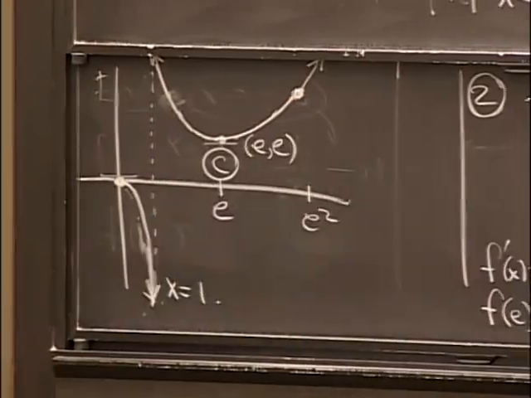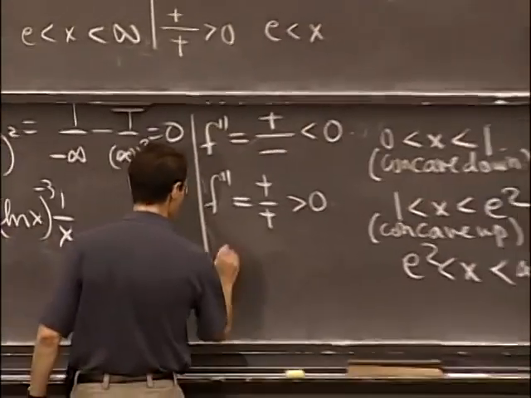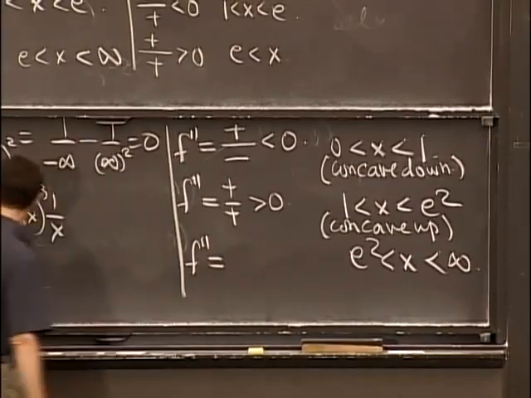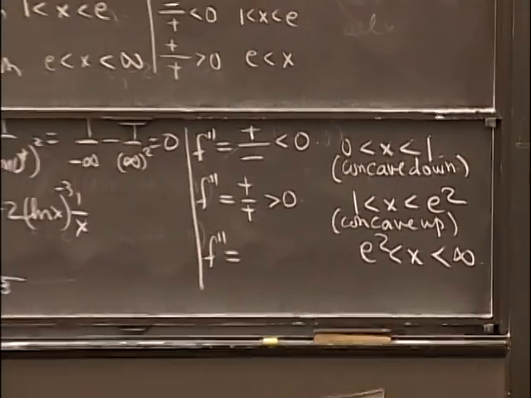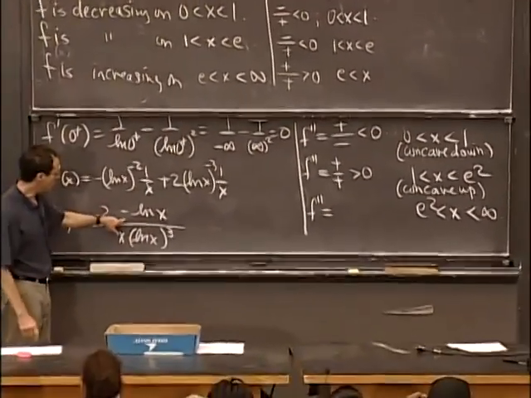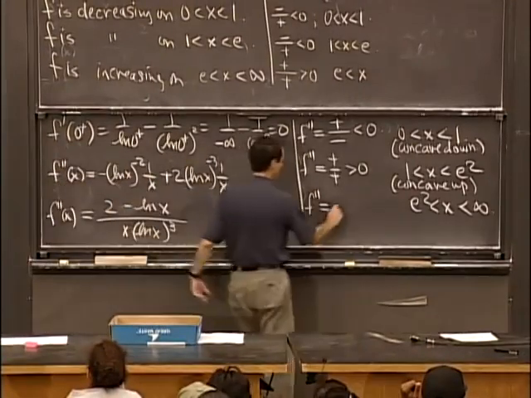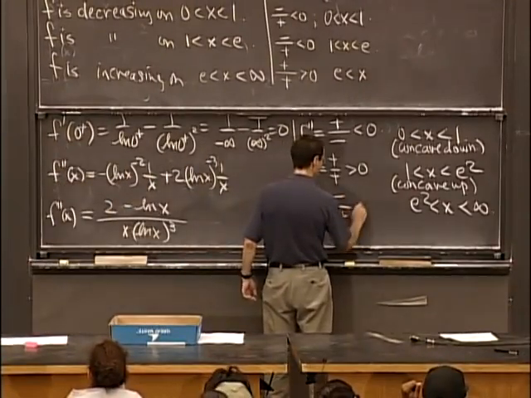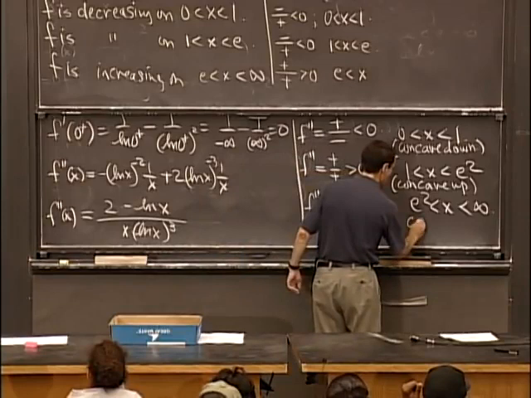So what happens at the end is, again, the sign flips again because the numerator, now when x is bigger than e squared, becomes negative. And this is negative divided by positive, which is negative. And this part is concave down.